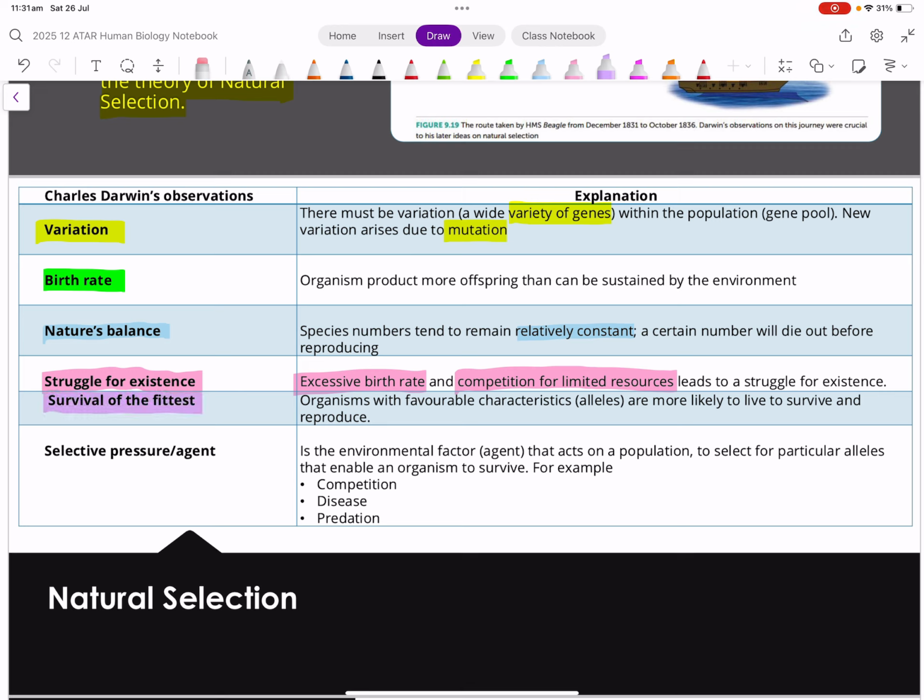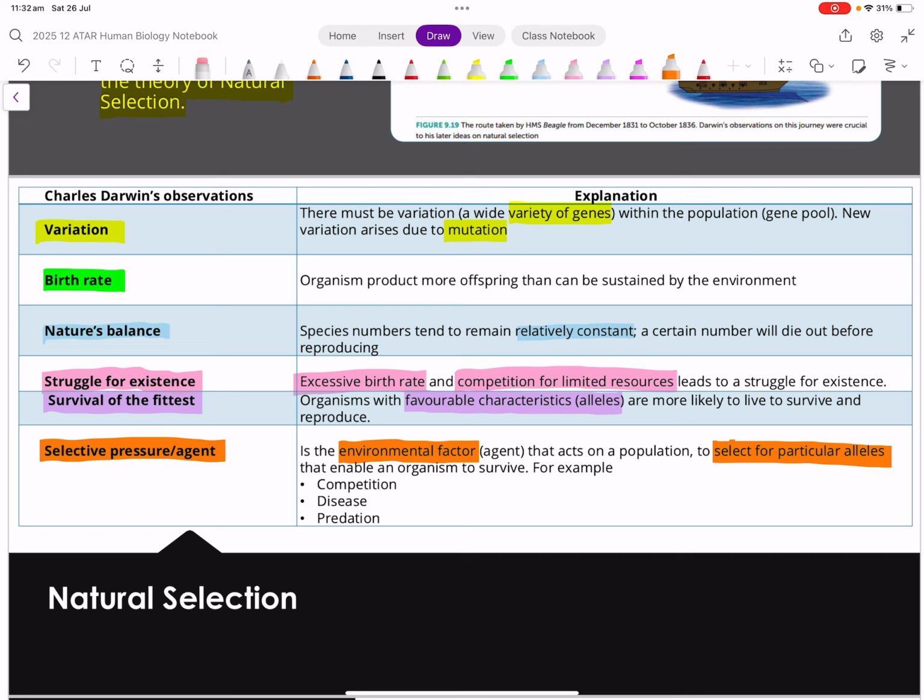We also have fifth, one of the most pivotal ideas with the theory of natural selection, this idea of the survival of the fittest. So organisms with favourable characteristics or alleles are more likely to survive and consequently more likely to reproduce. Survival of the fittest itself is going to be determined largely by selective pressure or a selective agent. Now, this is an environmental factor that is acting on a particular population, and what it does is it selects for particular alleles. Now, this is not a conscious decision. This is simply the impact of a factor on this population.